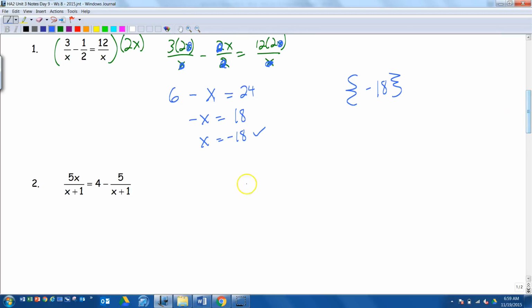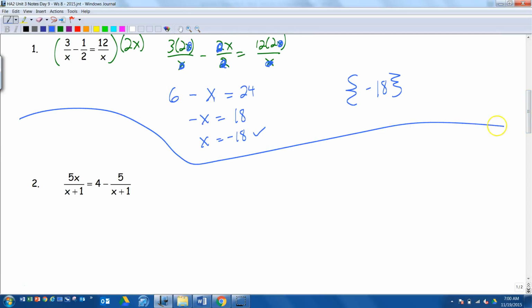LCD. First state the domain though. So for number 2, put it right above it, the domain. The only thing that would make the bottom 0 here is that x cannot equal negative 1. So that's that. And our LCD happens to be x plus 1.